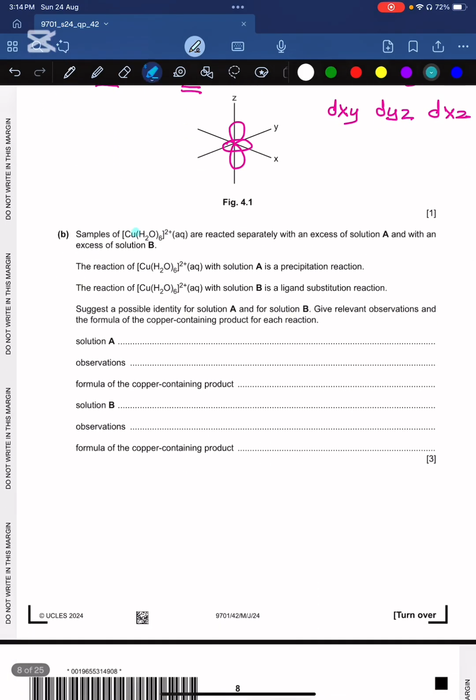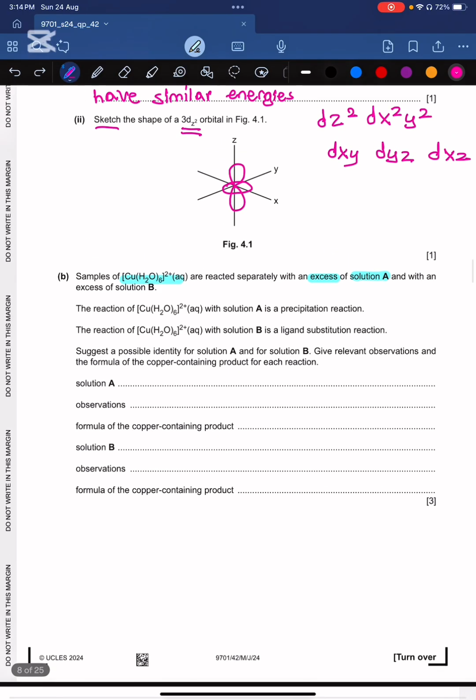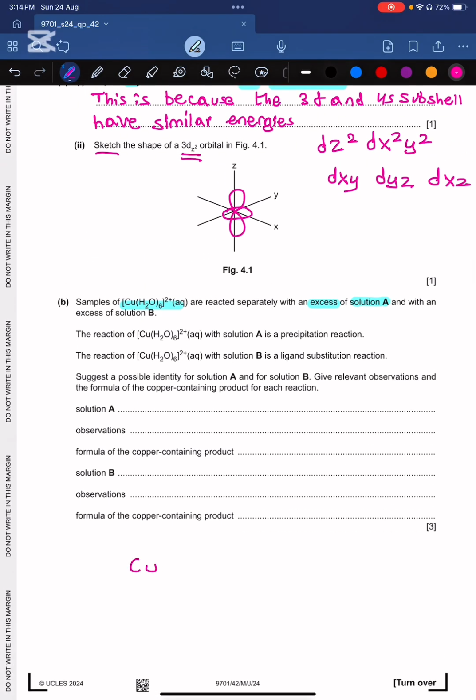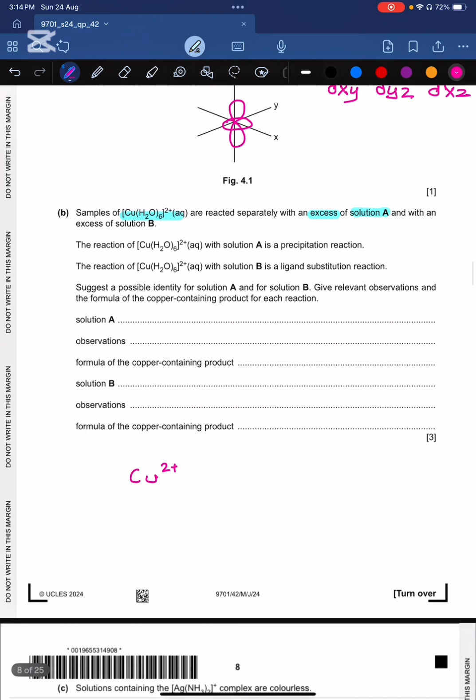Next, samples of Cu2+ are reacted separately with an excess of solution A. Okay, one second. Why did I call this Cu2+? The reason I called this Cu2+ is that a copper ion, as we talked about in one of the earlier questions, or any metal ion, is always surrounded by six water molecules.